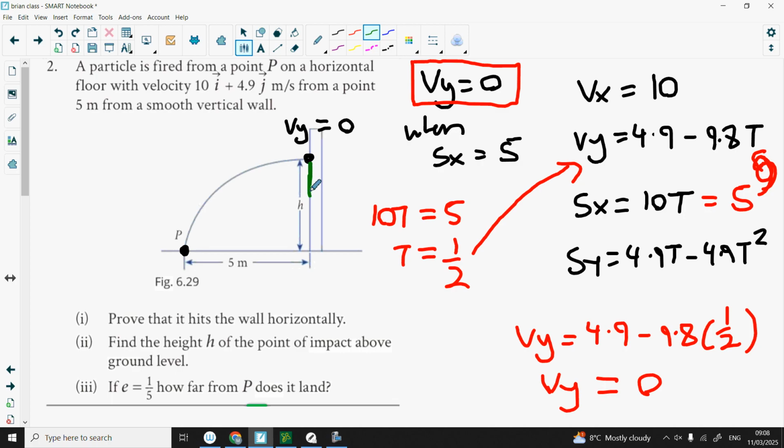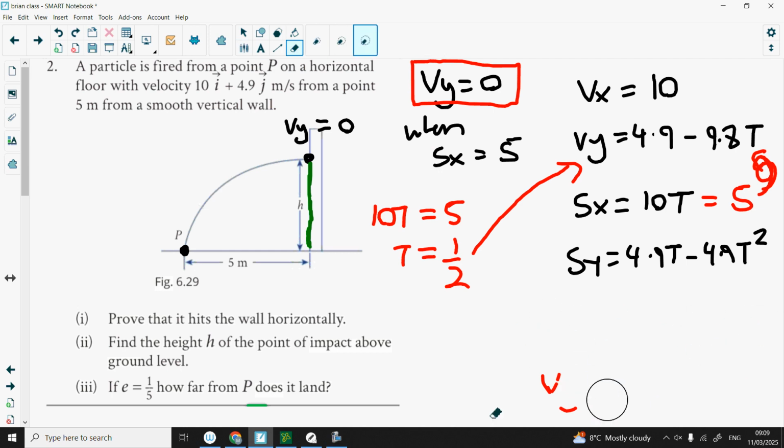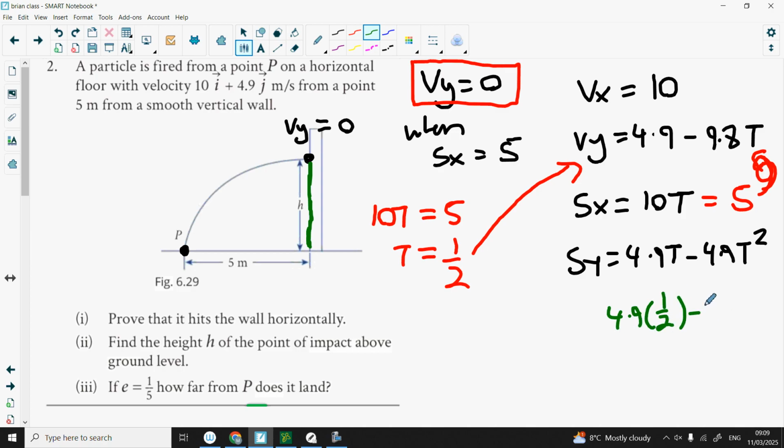Next thing, get the height of the wall. Well, that's easy enough. What can we say? The height of the wall is Sx or Sy? Sy. What time frame? How long does it take to hit the wall? Half a second. So go to your Sy equation and replace t with a half. And my class are going to do that for me now. 49 over 40 meters, yeah. Okay.